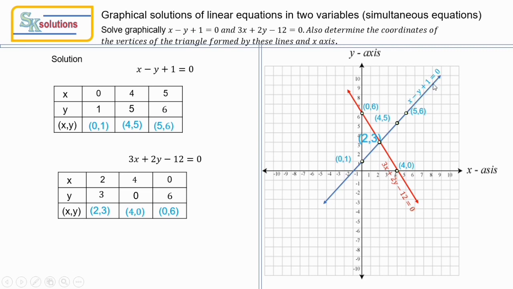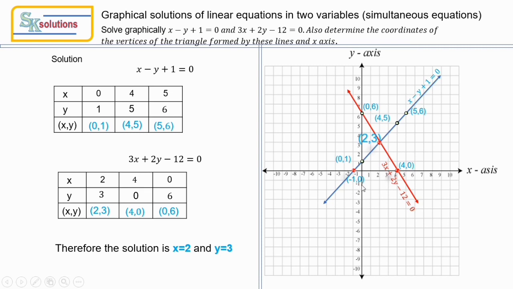So we can see here this blue line and this red line and this x-axis. These three lines form a triangle here. Can you see that? Yes, the triangle is formed here, and let's see what the vertices are. Already we have seen the solution is x is equal to 2 and y is equal to 3. And for the second part, you can see the vertices as these 3 points.